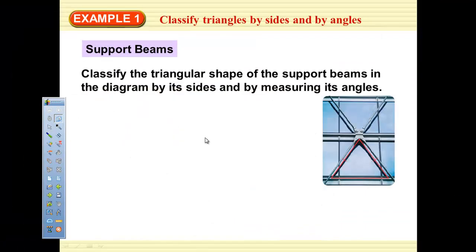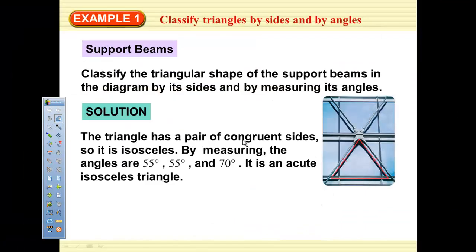And looking at the answer, again, it has a pair of congruent sides, so it's isosceles, and measuring the angles, it's an acute triangle, so we would state that this is an acute isosceles triangle.